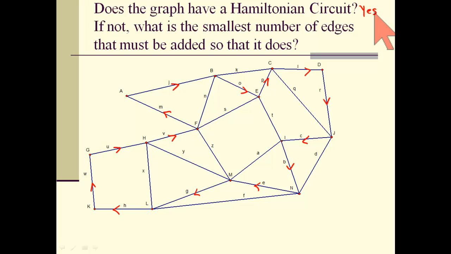Remember when we were finding Euler circuits, we came up with an easy check. You would check if the graph was connected and if every vertex had even valence. Do you think that might be the same situation here?